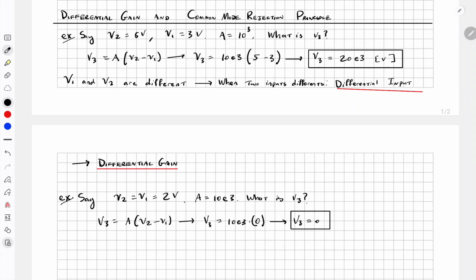So what is the observation? Well, there's no amplification here. V1 and V2 are the same. There's actually a name for this. It's called common mode input.